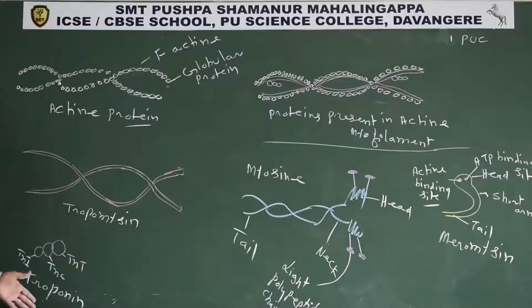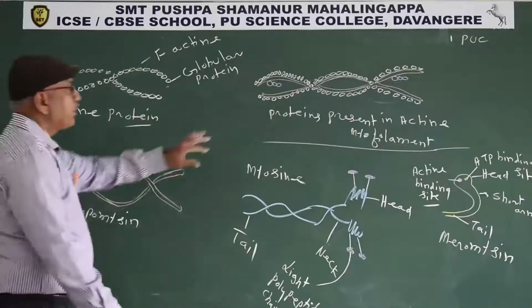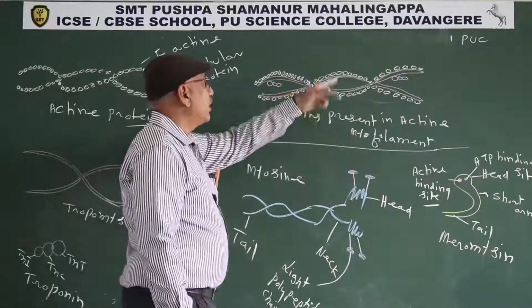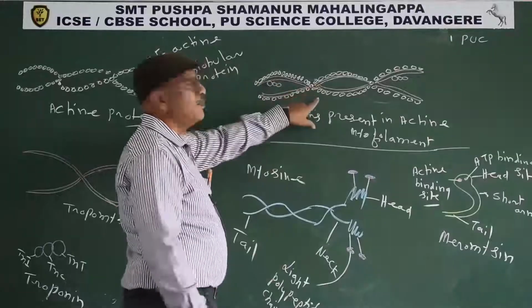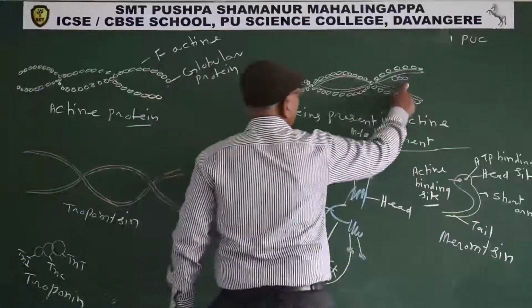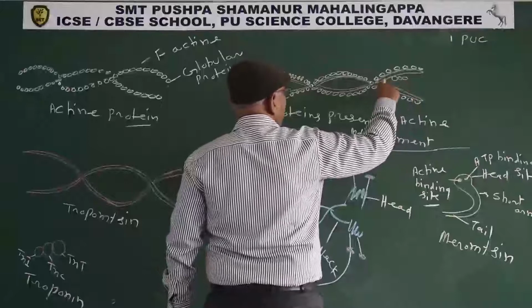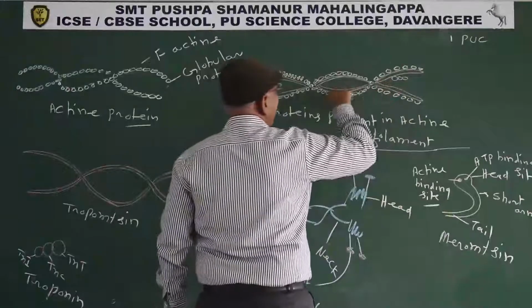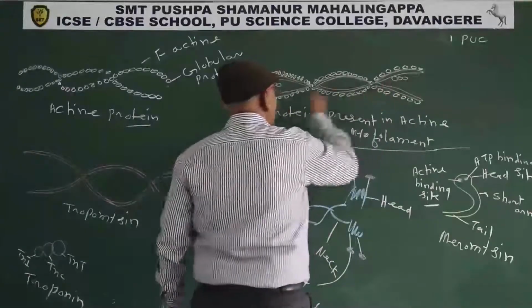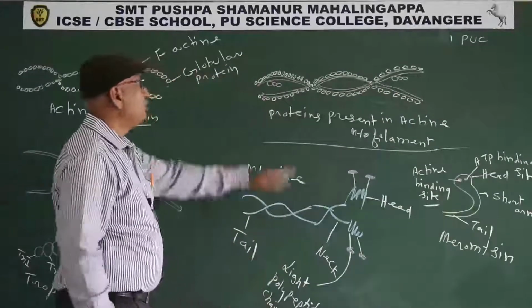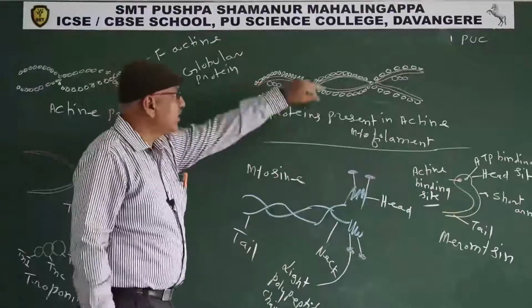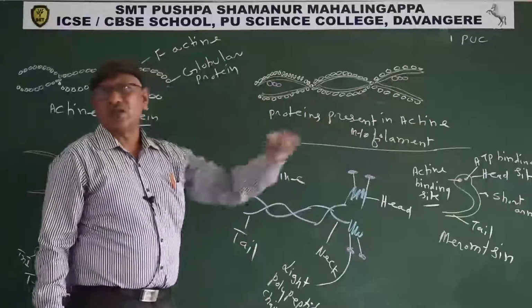So this is a hypothetical diagram. Generally, all three proteins are present in the actin filament in this manner. Troponin attaches to tropomyosin here and there at regular intervals, not continuously throughout the length of the tropomyosin. Tropomyosin attaches to actin protein throughout its length.